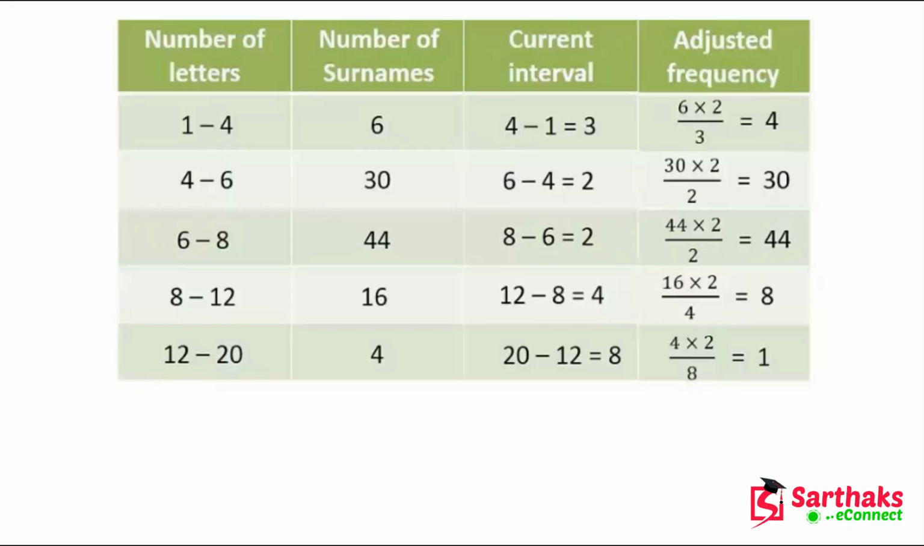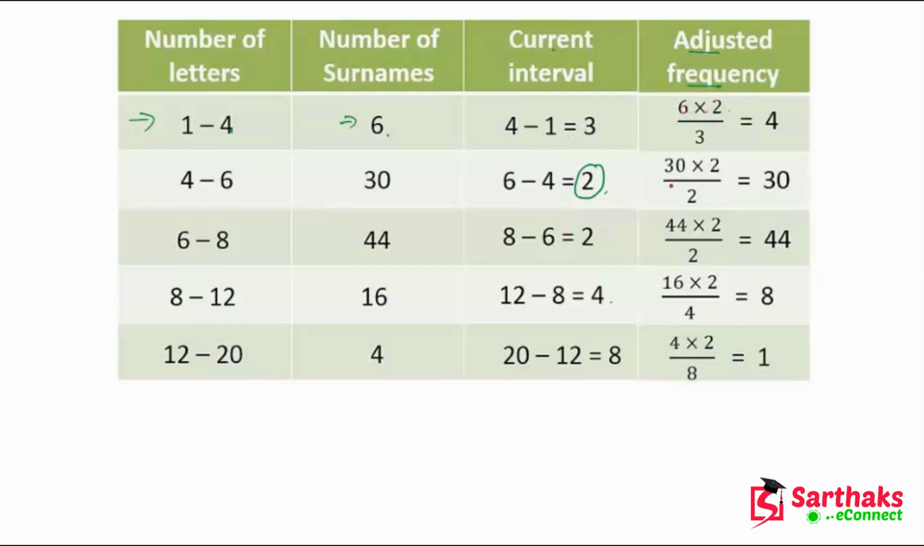Here you can see we have the number of letters, these are the class intervals, and we have the number of surnames, this is the frequency. We have to find the current size of each interval. So 4 minus 1 is 3, then 2, 2, 4, and 8. Now we have to find the adjusted frequency. So what is adjusted frequency? It is the current frequency times the minimum size of interval. Here the minimum size of interval is 6 minus 4, which is 2.